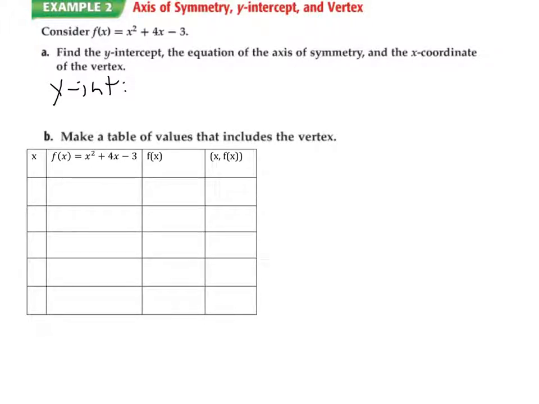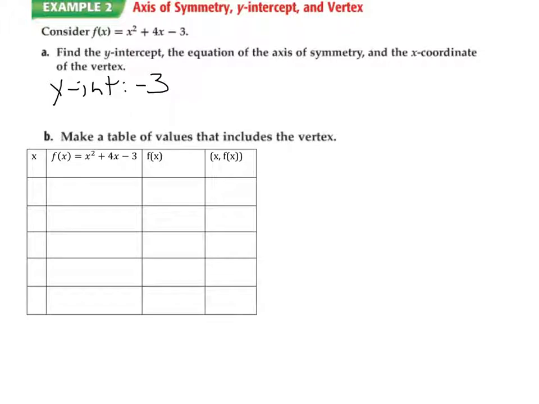Now, some equations may not write it last, but if it's written in the correct notation, it will be last, but you always just want to look for the number that does not have the x value, which in this case is going to be the negative 3. So the y-intercept in this case is going to be negative 3.